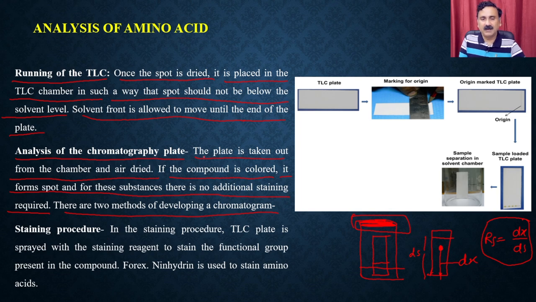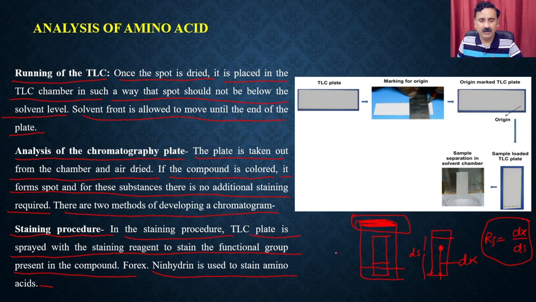If it is a colored compound, there is no need for any kind of additional staining procedures. But if it is not, then you have to go with the staining procedures. In the staining procedure, the TLC plate is sprayed with a staining reagent to stain the functional group present in the compound. For example, ninhydrin is used to stain the amino acids.